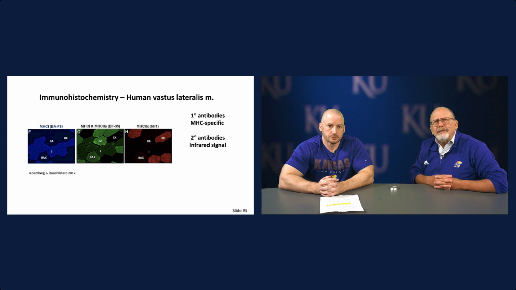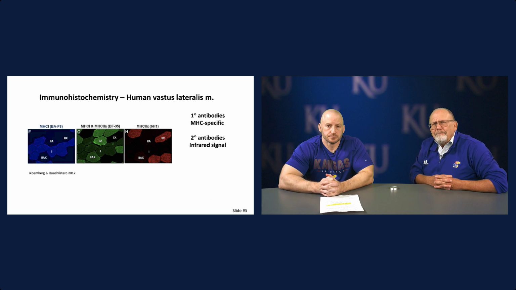And in the middle, we have a BF35, I believe it is. That is looking primarily for type 2A, but it also picks up a little bit of type 1. So you can see the really green versus the slightly green. And then the one on the right is an antibody that's just looking for the 2X's.